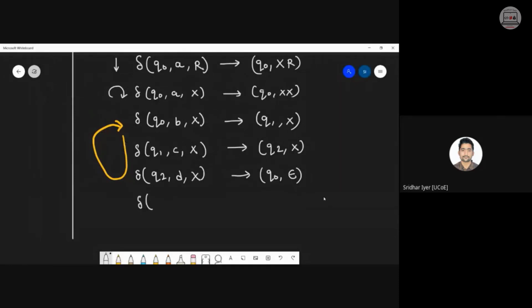The machine is at Q0 because this is the last state the machine has entered. So I will go to Q0. The inputs are finished, so it will be empty. Top will remain R, and finally, I know that we need to go to the final state, something like this.